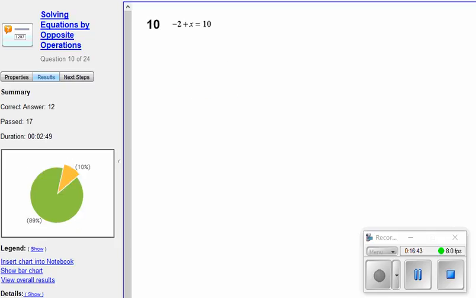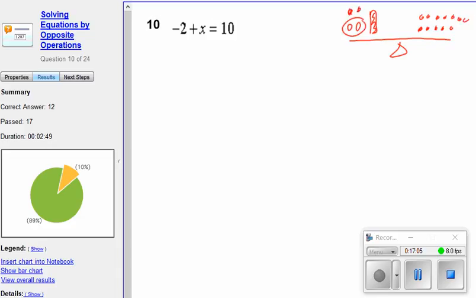Question 10. I have a negative 2 plus x equals 10. So you don't have to draw this part that I'm about to do now, but if I was to model it, don't draw this. This is what it would look like. And if you thought about what am I going to do to both sides, well, I'm going to get rid of this, and I'm going to do so by adding 2 to both sides because that creates a zero pair. Same thing happens here, and this is what you have to do. You add 2 to both sides, and x will equal 12.